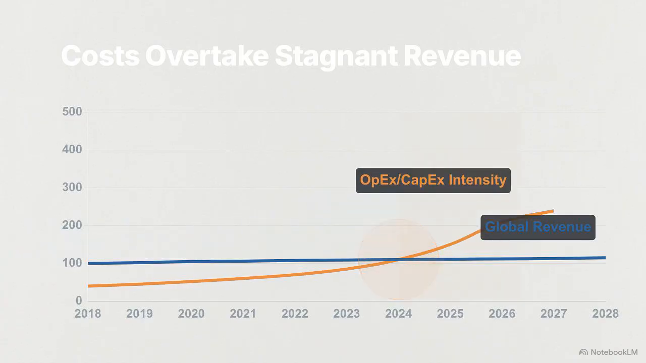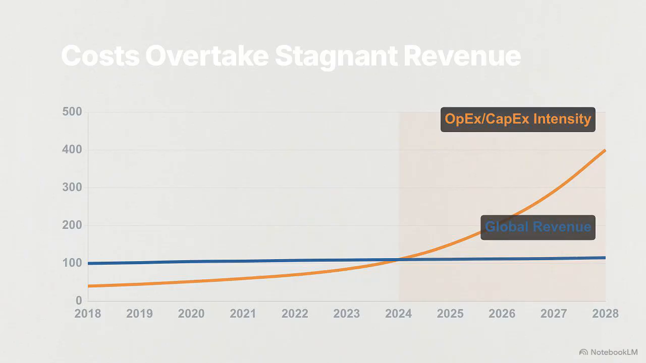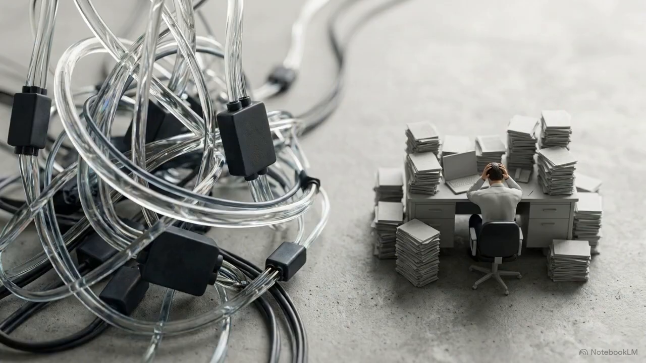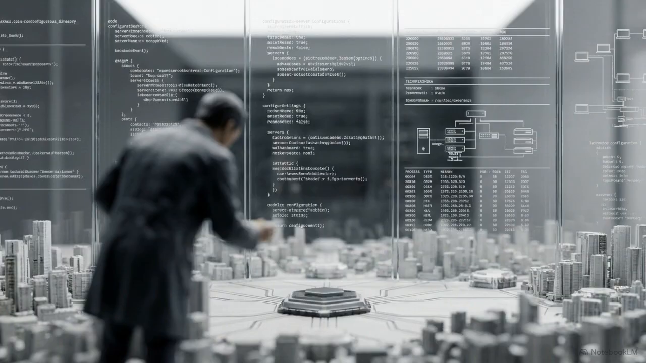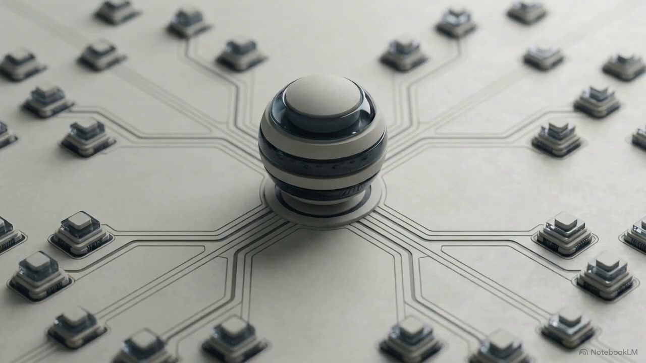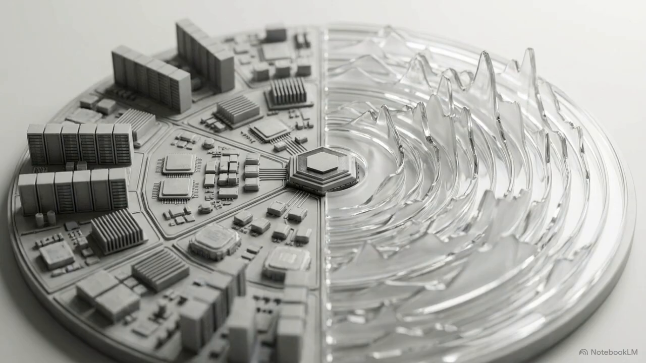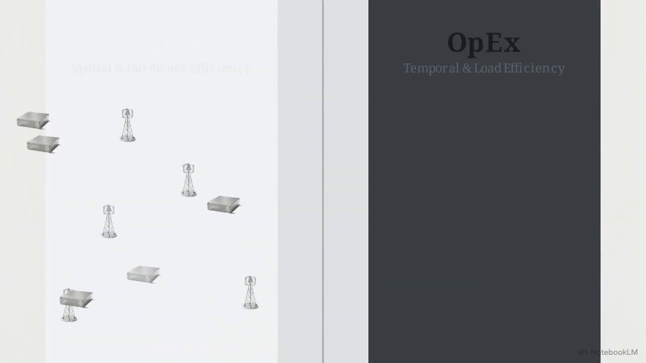We see a flat, stagnant line representing global revenue growth, and it is violently intersected by an exponentially rising curve representing capital and operational intensity. The sheer volume of data and the complexity of these new networks mean traditional manual cost management cannot keep pace. Human engineers simply cannot optimize millions of configuration variables fast enough. Reversing this trend requires shifting the burden of network management away from human limits and toward an automated, AI-driven architecture.